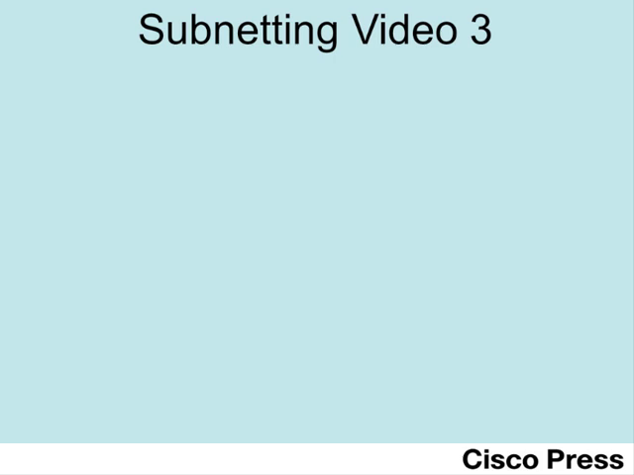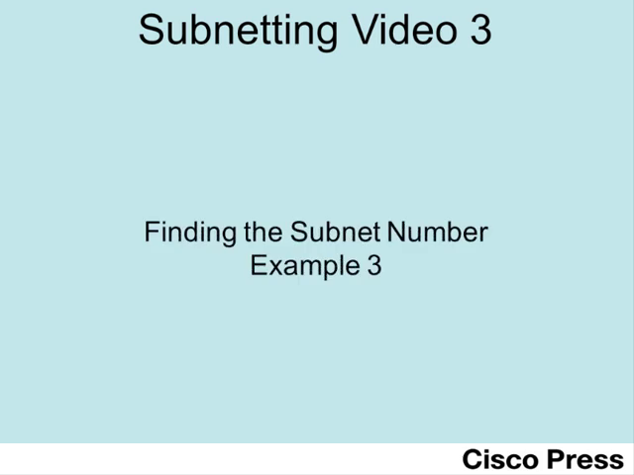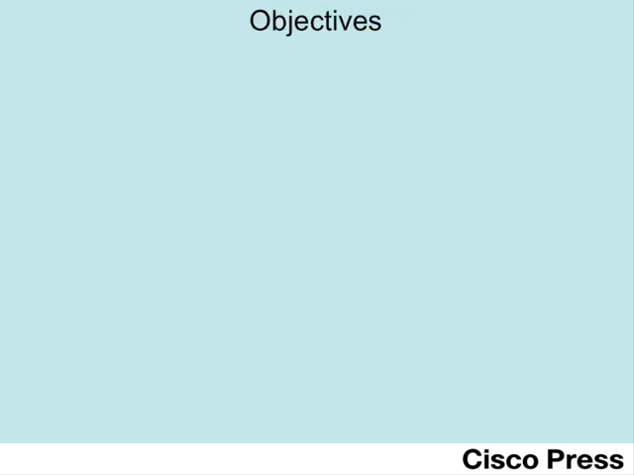Hello and welcome to Subnetting Video 3, which is the third video about how to find the subnet number. This video uses as an example IP address 192.168.1.150 with mask 255.255.255.240. So why don't we do these videos in the first place?